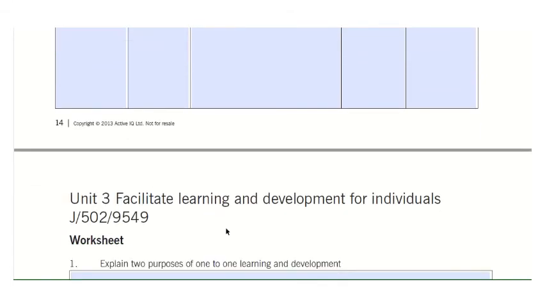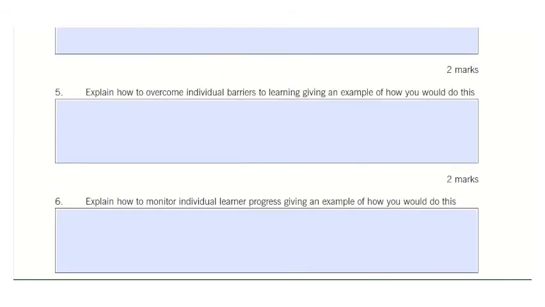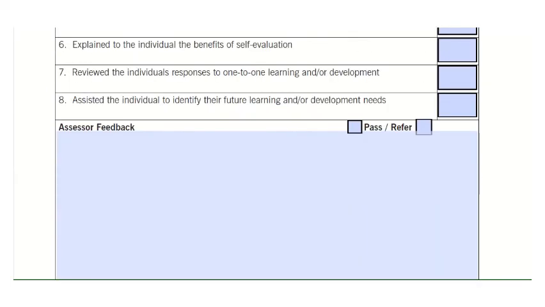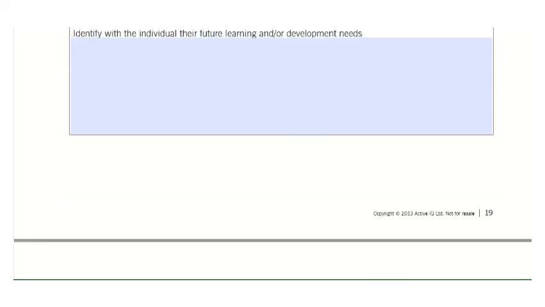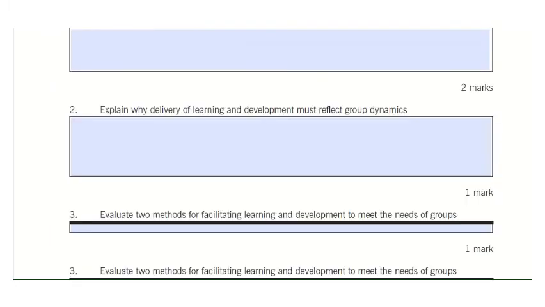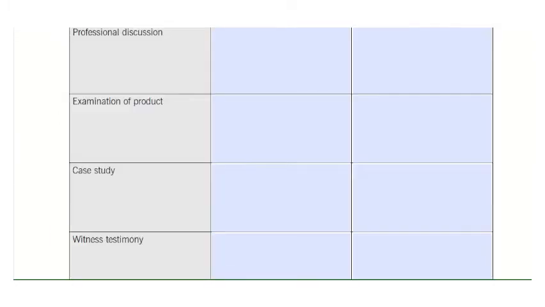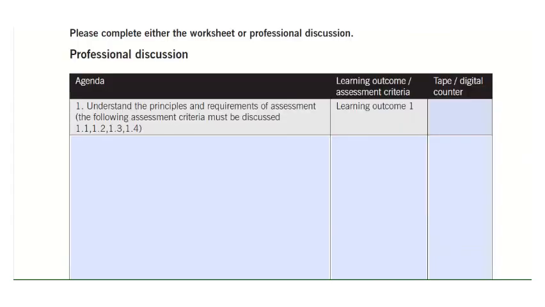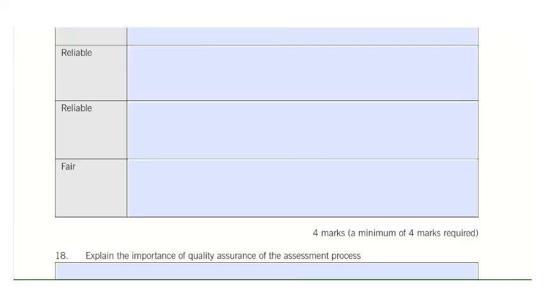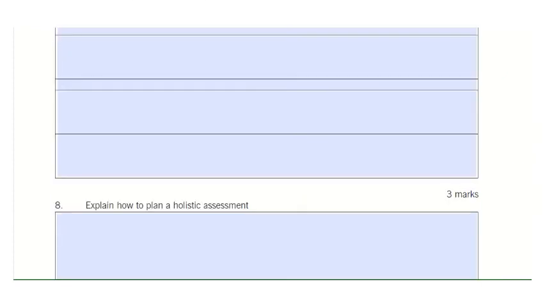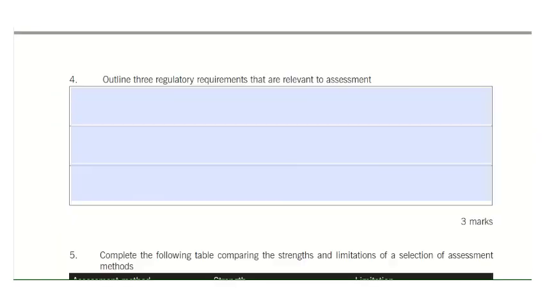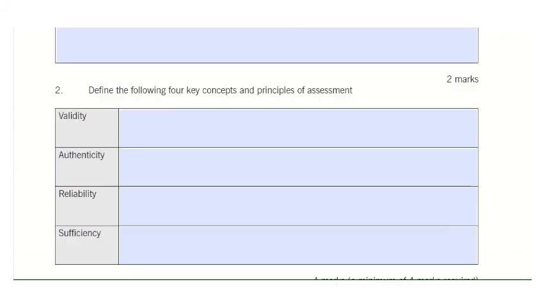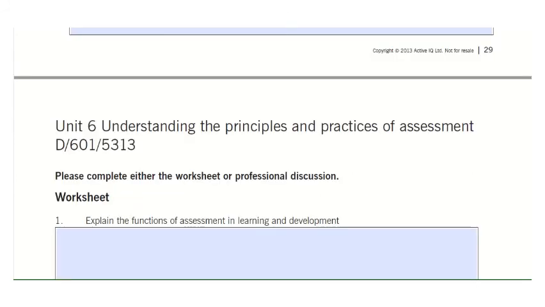That's all fine. When you get to Unit 3, we're not doing Unit 3, so you can ignore all that, and you can go all the way to Unit 6. Sorry about this. So here is our Unit 6 worksheet.